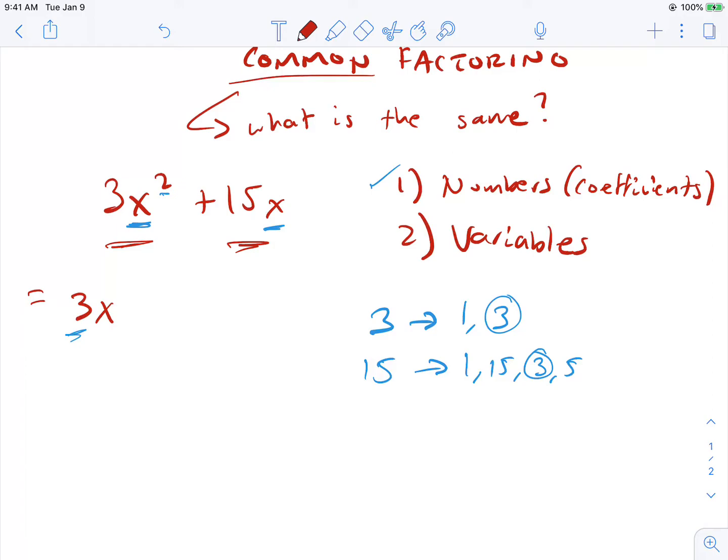Good. So what does that leave me with? If I look at my first term here, I've taken a 3 out of it. So 3 divided by 3 is just going to be a 1. And then I had x squared. I took an x out of it. What am I left with? Well, I'm just left with x. On the other side, I have 15. I took a 3 out of it. So 15 divided by 3 is going to give me 5. And then I had x. I took an x out of it, so I'm not actually left with anything.